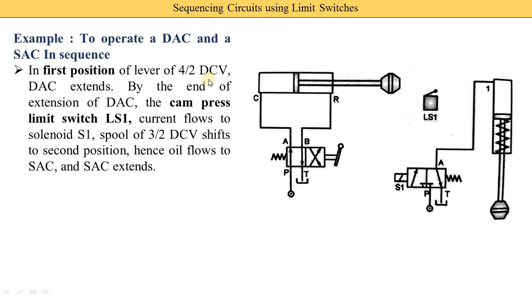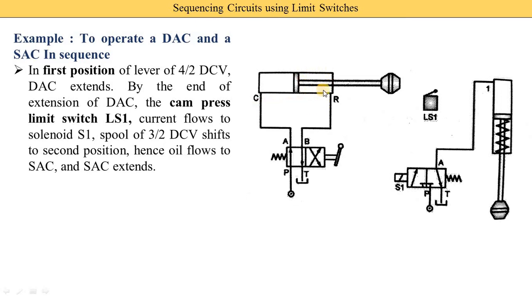DCV means directional control valve, and DAC means the double acting cylinder is extending. Here you see this image is drawn for the first position. During the first position, oil flows from P to A. From the P port it goes to the cap end port, and oil enters the left side of the piston, and the piston starts to move from left to right. This is called the extension of the double acting cylinder.